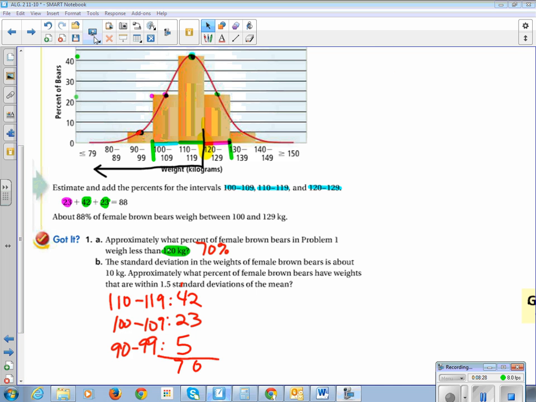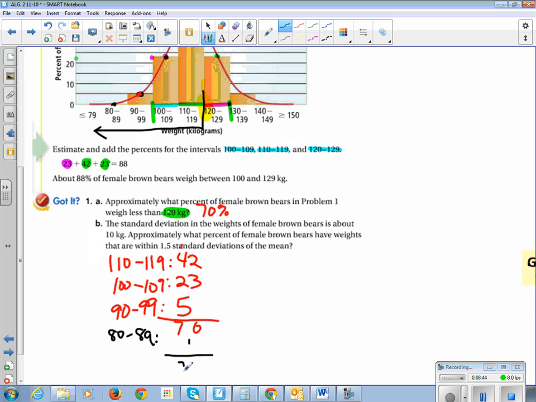One thing we have to consider is this little piece right here between 80 and 89, and that is about 1%. So our total percent is 71. So let's look at B.